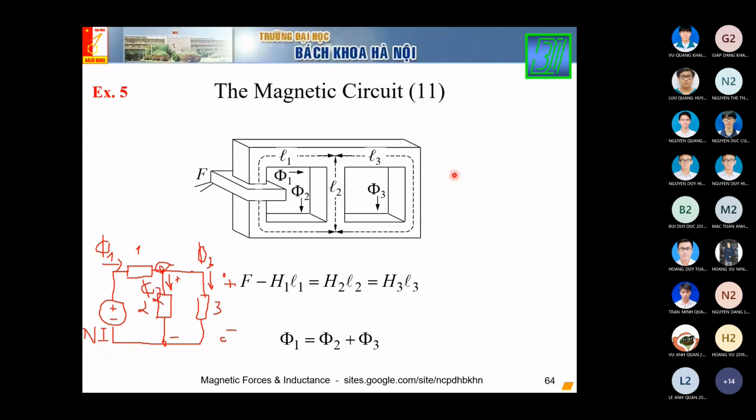Okay, so we have here three equations. How can we use them? Firstly, I will give an example. Let's do firstly the forward problem. Let's suppose that we are given phi 3 and we have to find the current I.